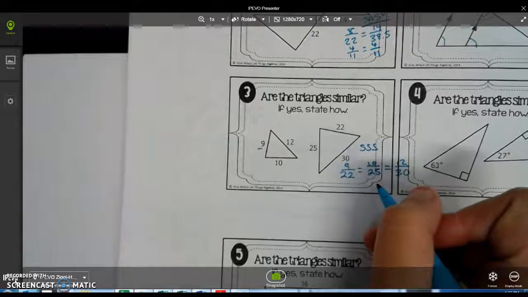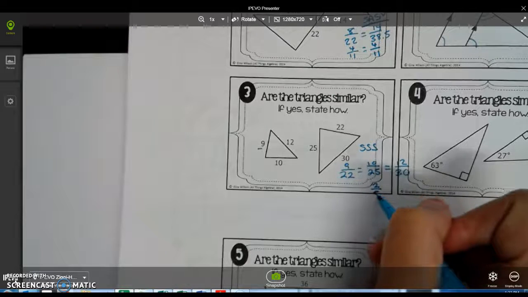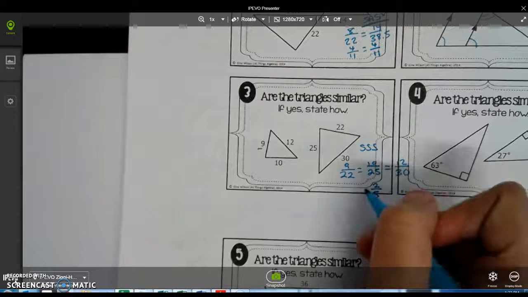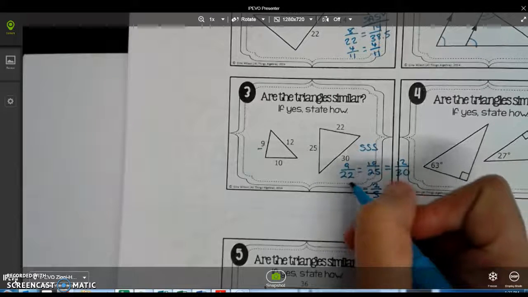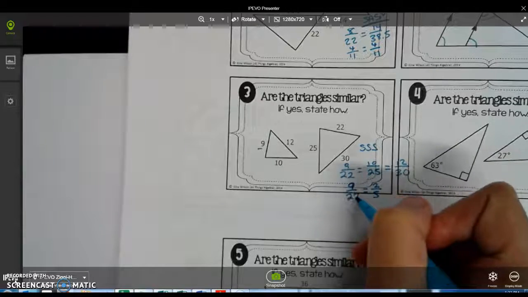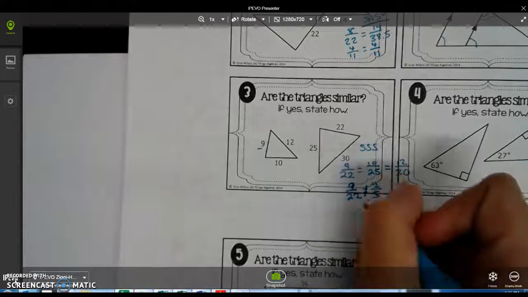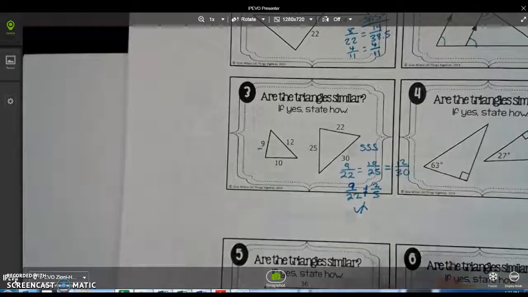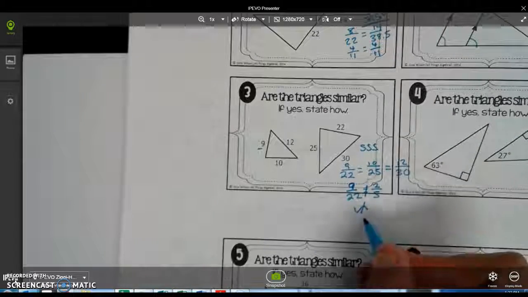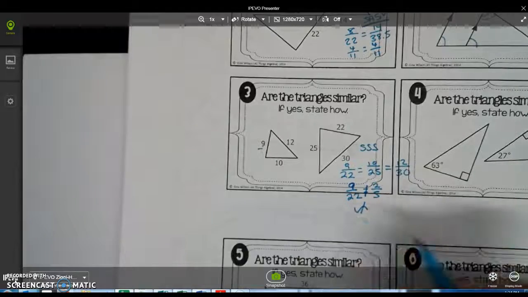These both divided by 5, so that's going to be 2 over 5. I only need to check one of the others. 9 and 22 don't have any common factors, so that can't reduce, so that's not equal, which means it's not similar. You could also write not similar, right? This just means not and similar.